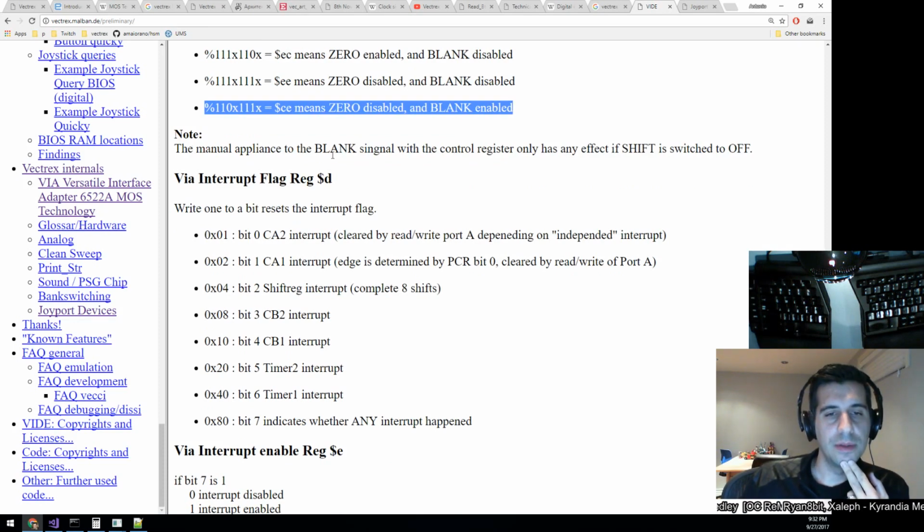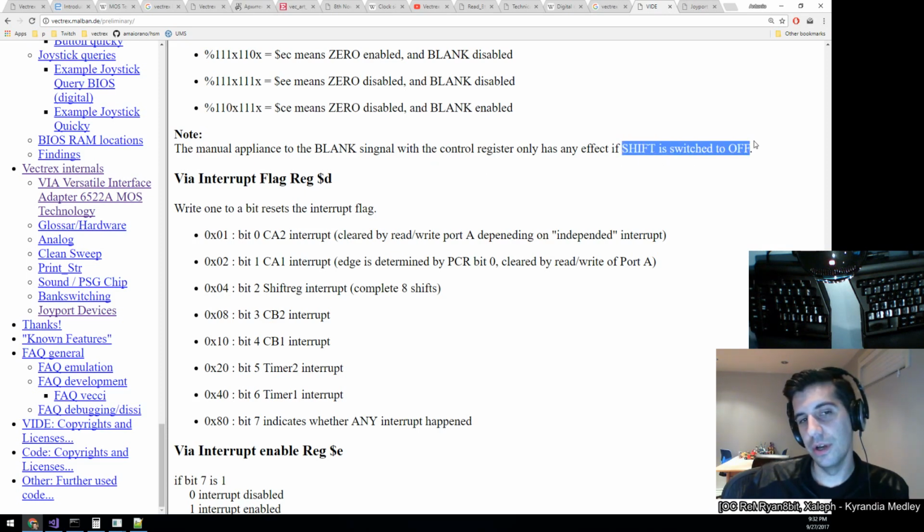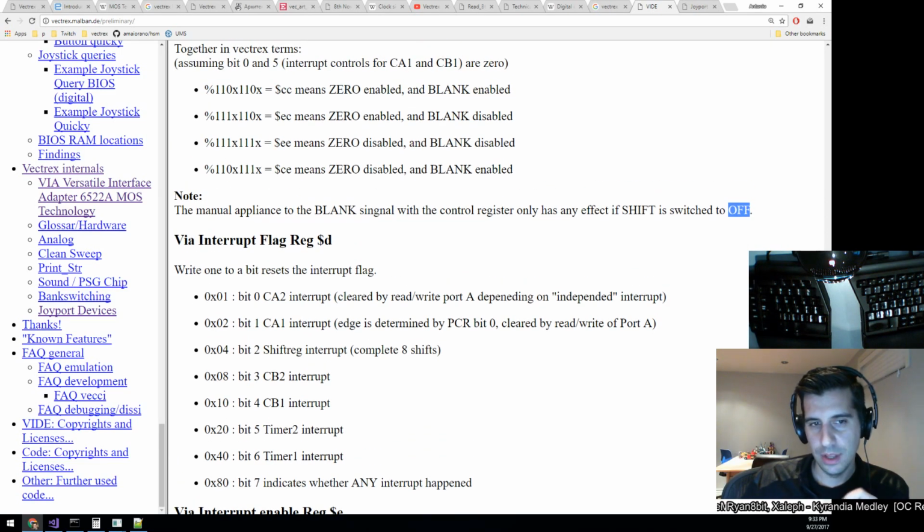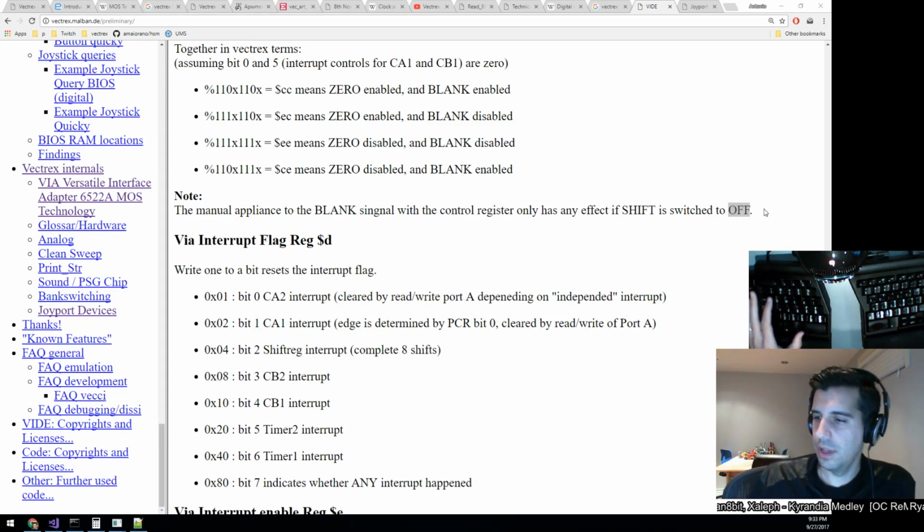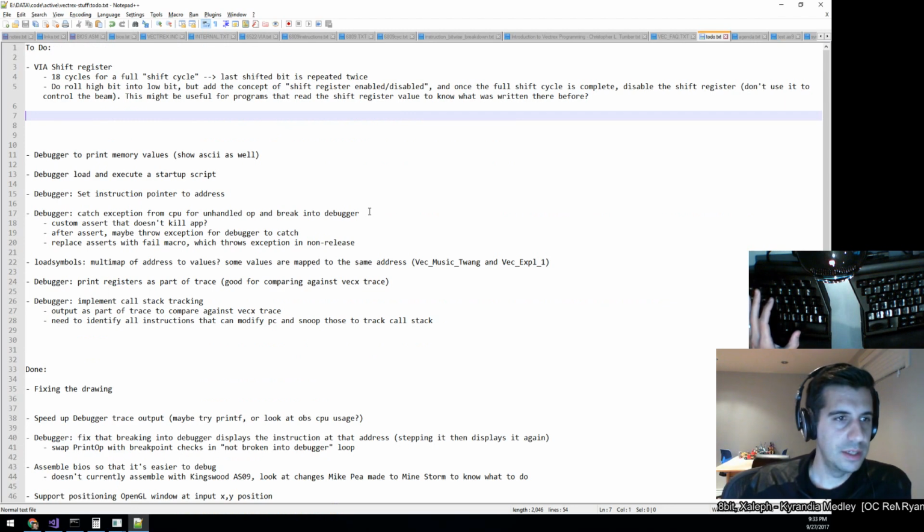The manual application of the blank signal with the control register only has any effect if shift is switched off. Well, there you go. So right there we see the concept of the shift register being off. And it's saying that in order to set blank manually, the shift register must be off. So that's something I haven't done. So let me take a note of that.